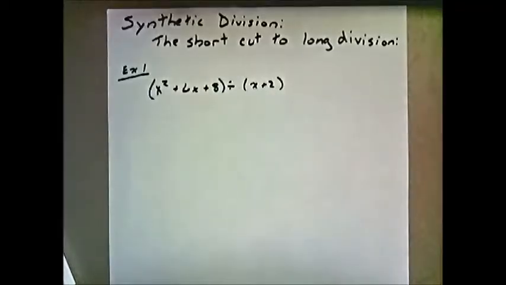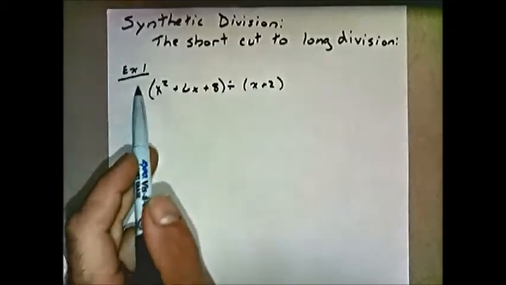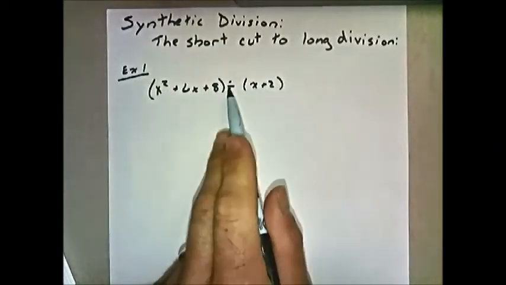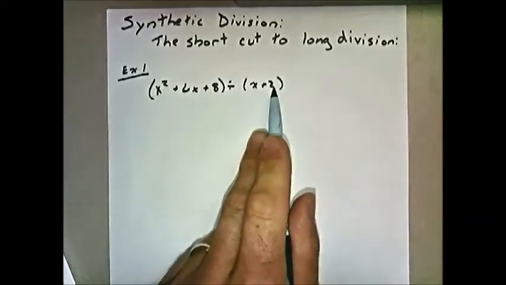A shortcut to long division is called synthetic division. Synthetic division is normally used when our divisor has a leading coefficient of 1. As we look in example 1, we have x squared plus 2x plus 8 being divided by x plus 2.